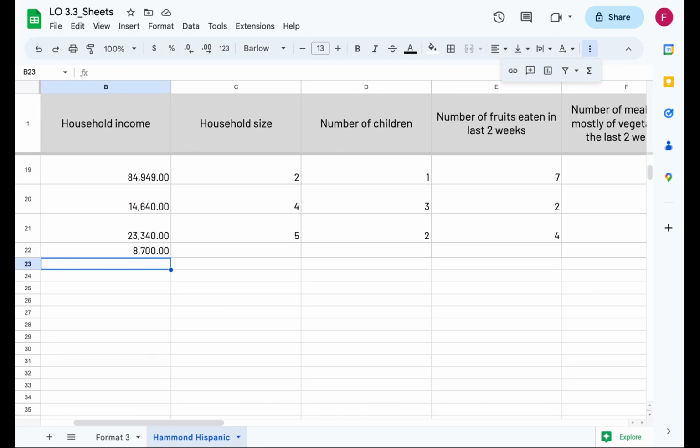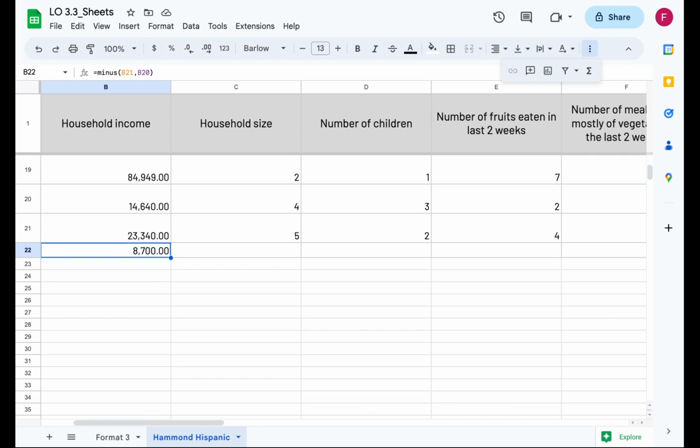Let's say I'm trying to figure out the difference in the income between participant 20 and participant 21. So that does that. And so that is another way that I can do that. It can also work in the other way.